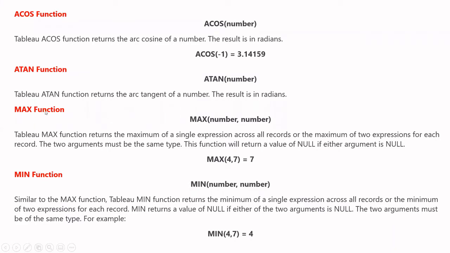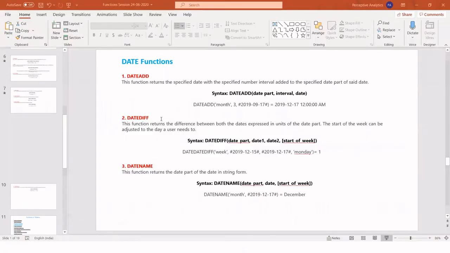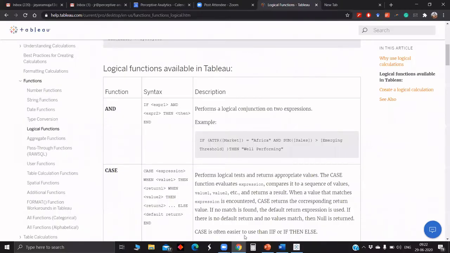Coming to the max and min functions, the max function basically returns the maximum of a single expression. It will be row wise if you don't fix the level of detail, so by default it will execute row wise, and it returns the maximum of the numbers in both fields. The minimum function is similar to max, it returns the minimum value. Now we will switch to logical functions.